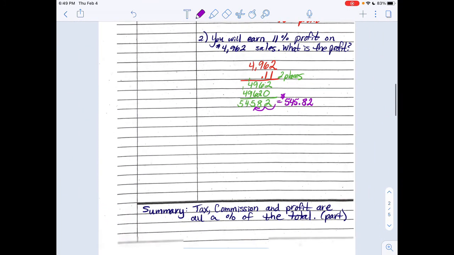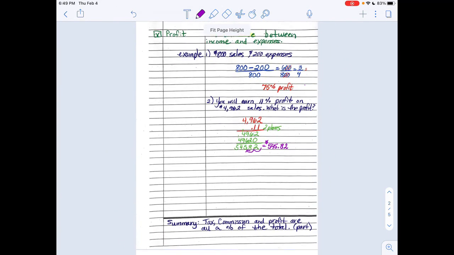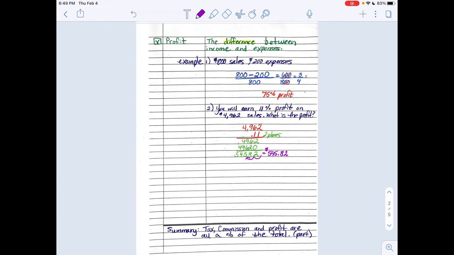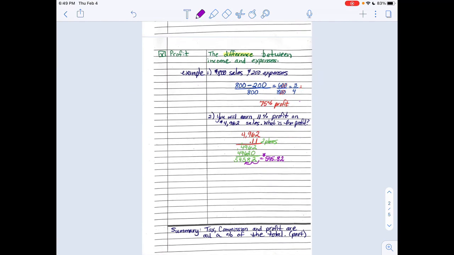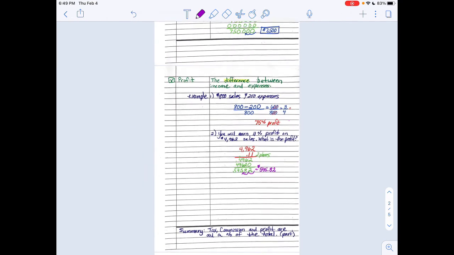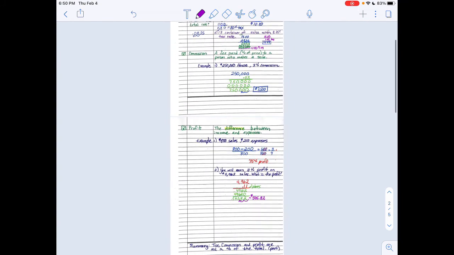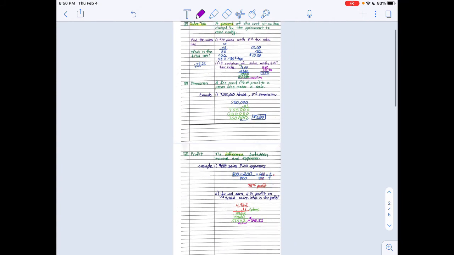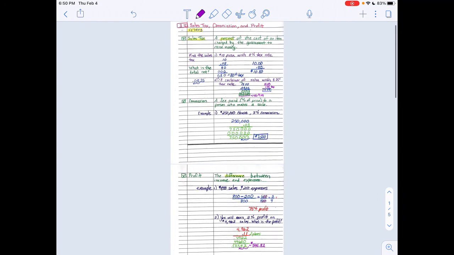All right, in summary, we're learning about tax, commission, and profit, and that they're all a percent of a total or a part of the sales. So sales tax is added on as an extra cost. Commission is a part that's paid for someone that sells it. And profit is the amount that you make, a percentage that you make on total sales.